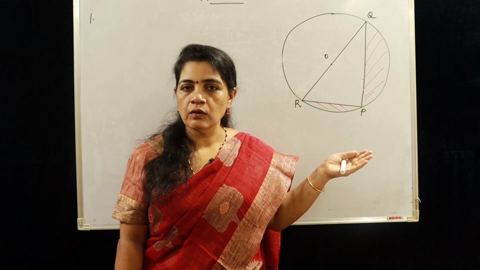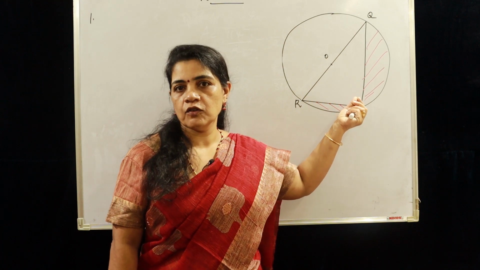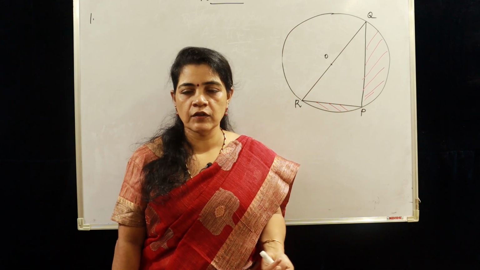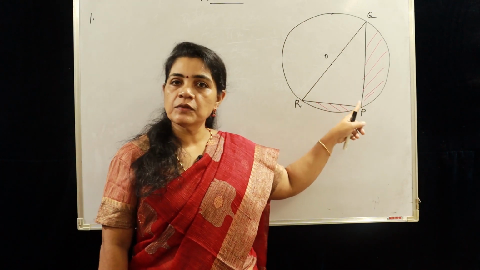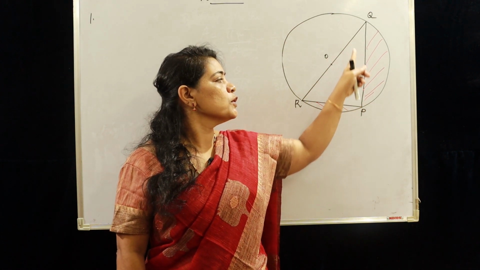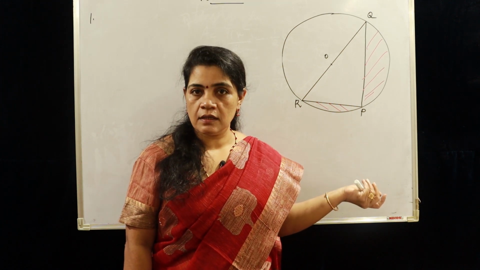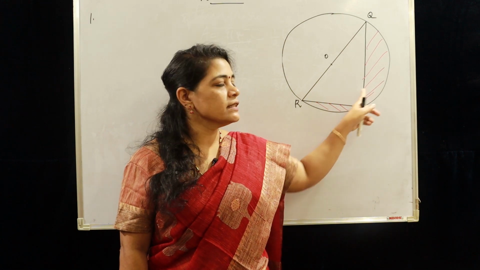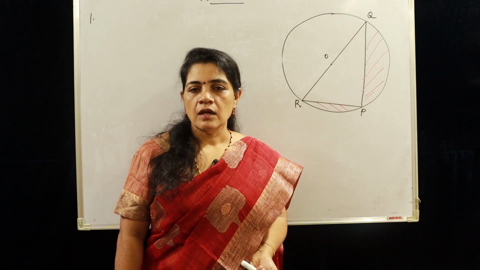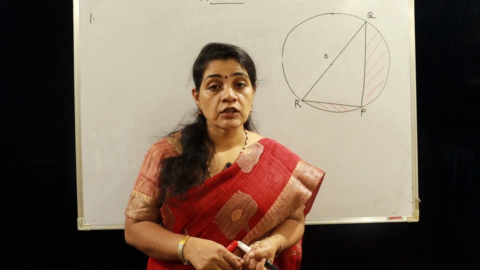So in order to find out the area of this shaded region, you can see a triangle in the half of the circle. The diameter divides a circle into two equal parts, that we know. So if you subtract the area of this triangle QPR from the area of the semicircle, you will get the area of the shaded region. Understood? For that we should know the length of the diameter.